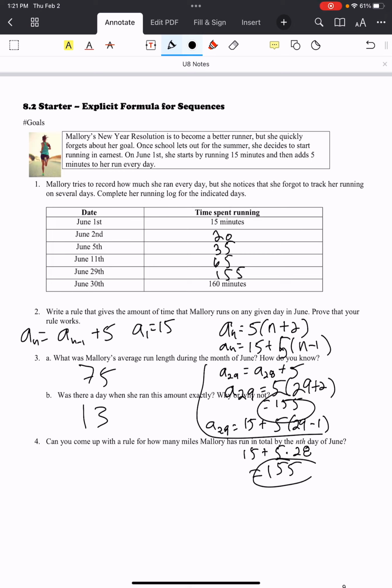Question, Zaisha. Do those equations that Stephen gave us, will those work for anything? I will tell you when we get ones that work for anything. Yep. Can you come up with a rule for how many miles Mallory has run in total by the nth day? No, because we don't know her mile to minute ratio, right? We don't have enough information. Does that make sense? I don't think they tell us that, do they? No. So no, because we don't know our mile to minute ratio.